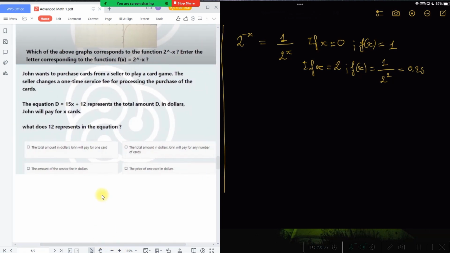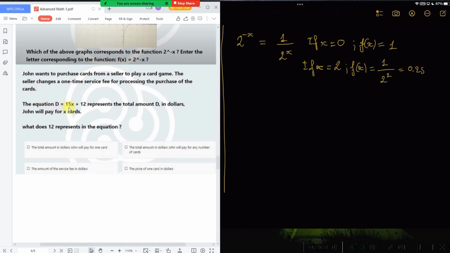John wants to purchase a card from a seller to play a card game. The seller charges a one-time service fee for processing the purchase of the cards. This one is spelled wrong, it should be charges. The seller charges a one-time service fee to process the purchase of those cards.